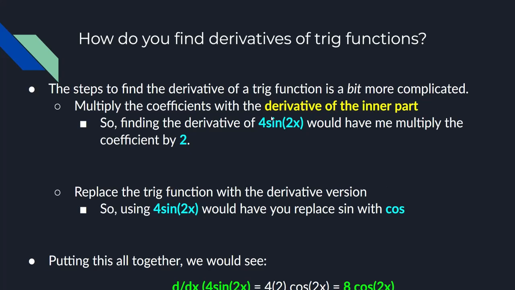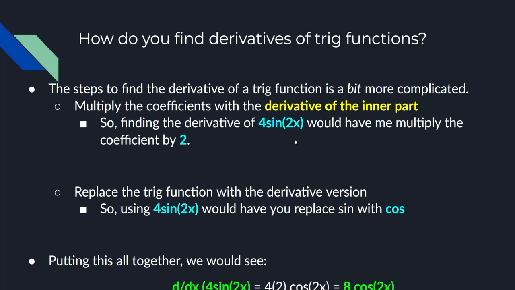So for example, let's say we had this as our function, 4 sine 2x. 2x is inside the sine term. What we would have to do is find the derivative of this, and then multiply the coefficient. Well, the derivative of 2x, as we just saw before, is just 2.